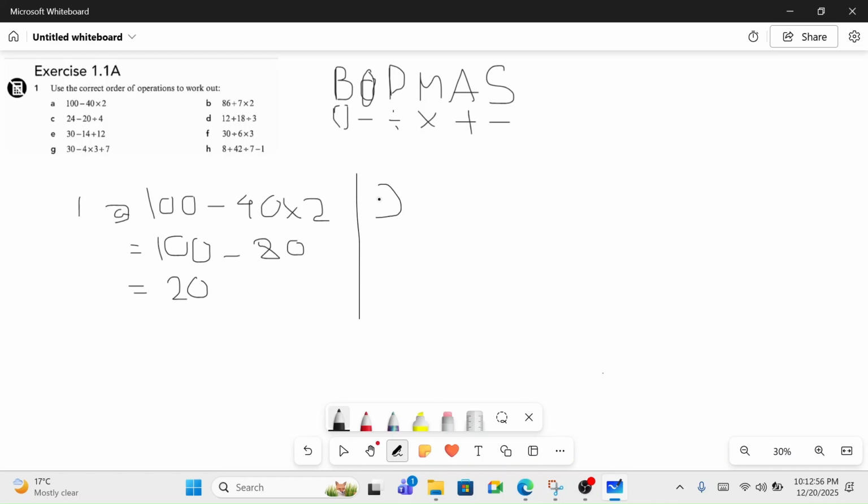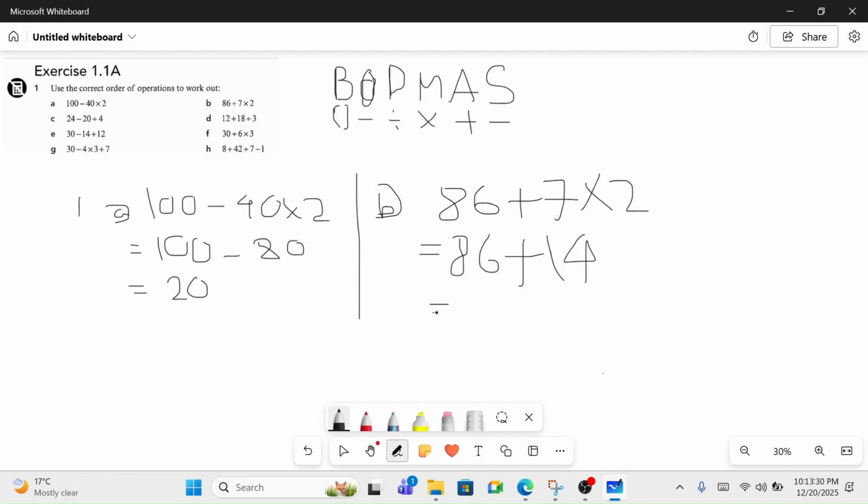Next up, B number: 86 plus 7 times 2. So what do we have first? Of course, multiplication is ahead of addition. So again, 7 times 2 is 14, 86 plus 14. So 86 plus 14 is equal to 100.